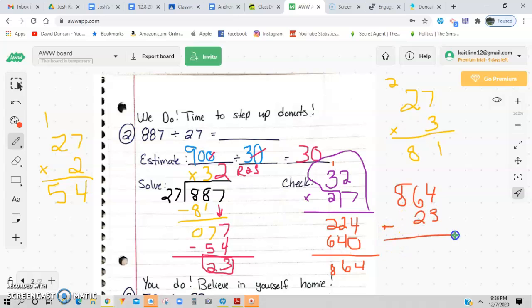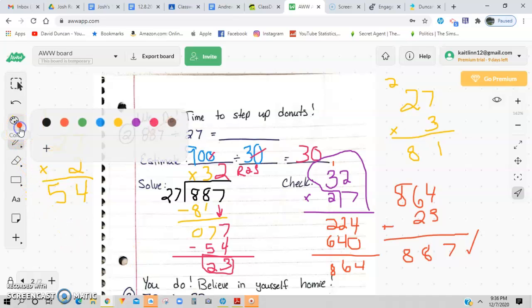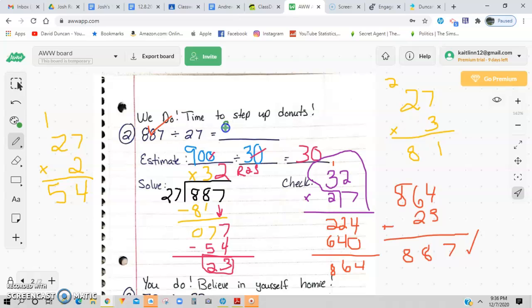Okay. So 4 plus 3 is 7. 6 plus 2 is 8. Bring that 8 down. Would you look at that? That is my original dividend of 887. So that tells me then that our final quotient is 32, remainder 23. I checked my work and it turned out to be correct.